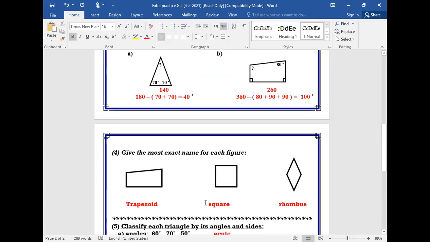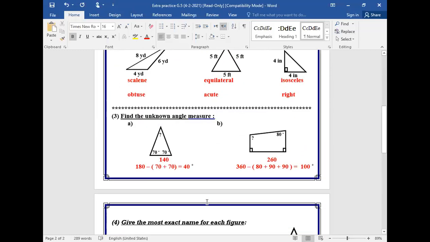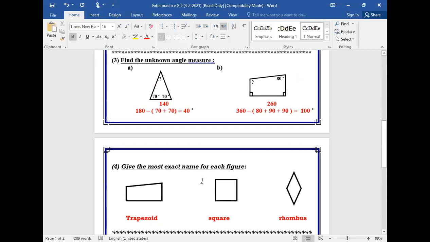This was a quick revision about classifying triangles and quadrilaterals. No homework today. Study only these two lessons. Inshallah, we'll see you Sunday.